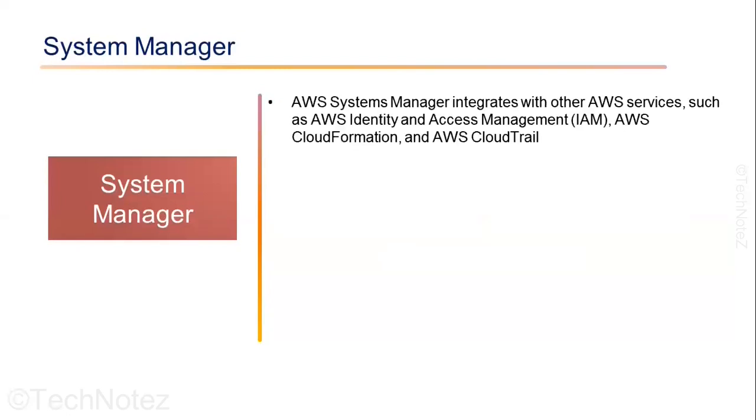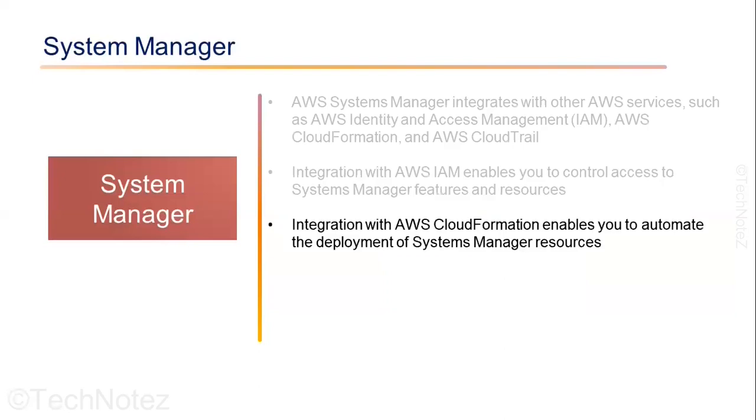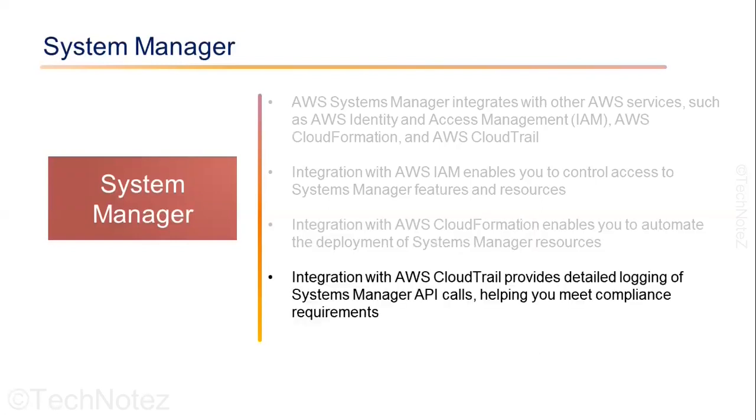System Manager integrates with other AWS services such as AWS Identity and Access Management, CloudFormation, and CloudTrail. Integration with AWS IAM enables you to control the access to System Manager features and resources. Integration with AWS CloudFormation enables you to automate the deployment of System Manager resources. Integration with CloudTrail provides detailed logging of System Manager API calls, helping you to meet the compliance requirements.